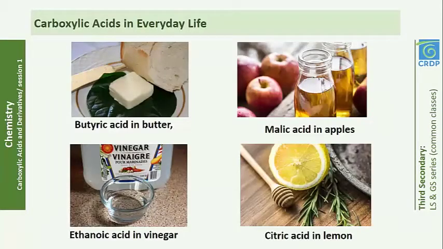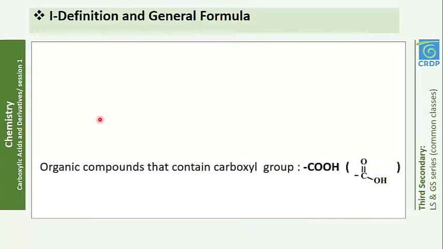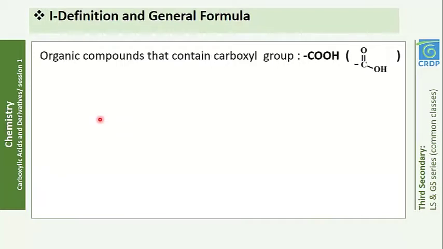Carboxylic acids are found in our everyday life. You can find them mainly as ethanoic acid in vinegar. They are also found in butter, in apples and apple juice, and in lemon. Now it's your turn. Try to define the carboxylic acids. Carboxylic acids are organic compounds that have the carboxylic group in their chain. The carboxylic group can be written like that or like that.